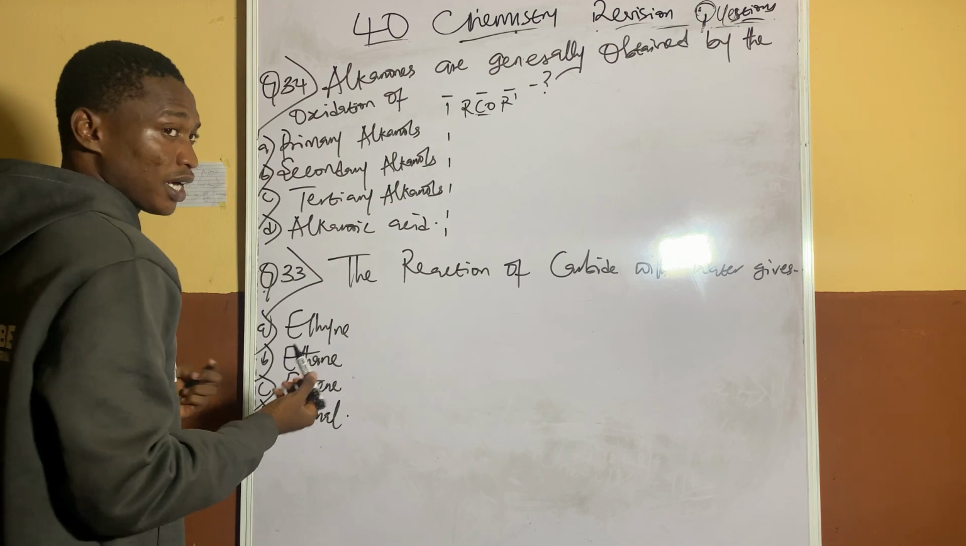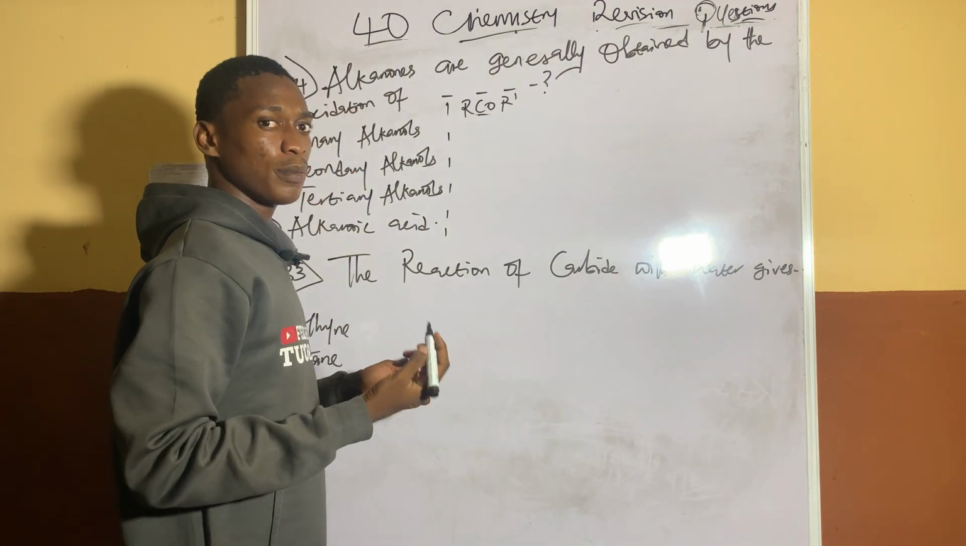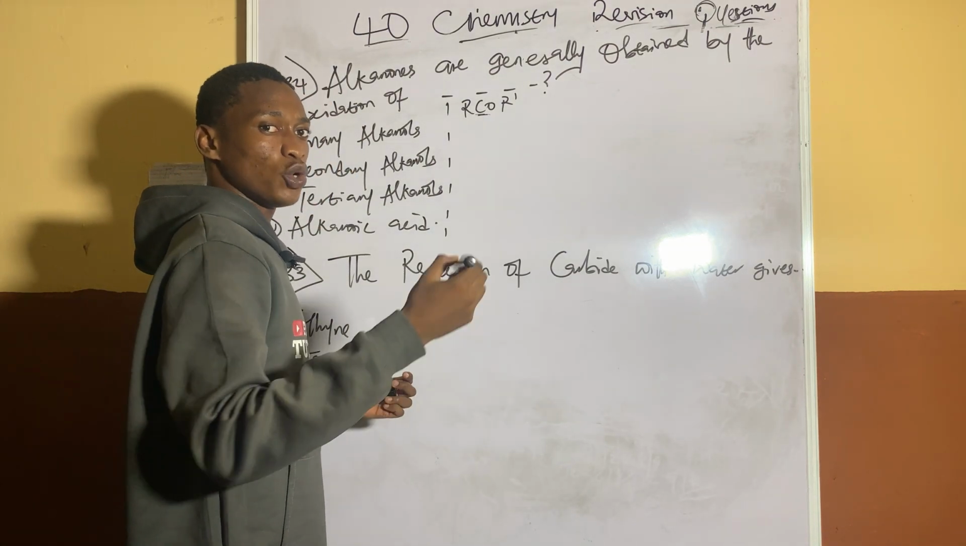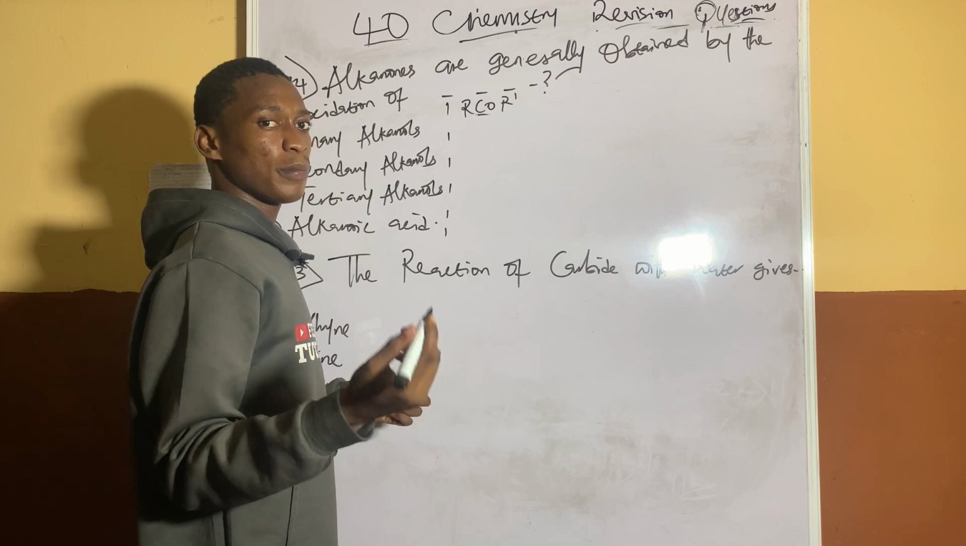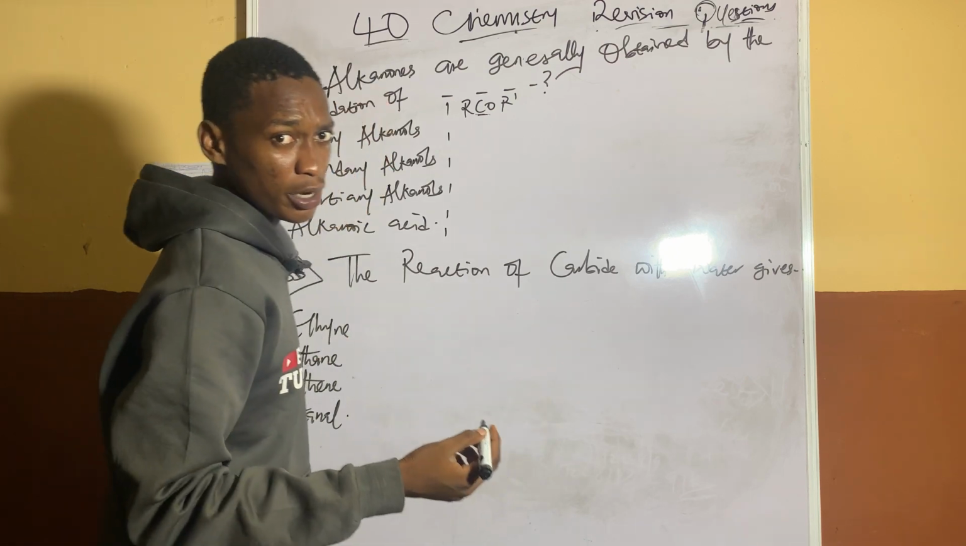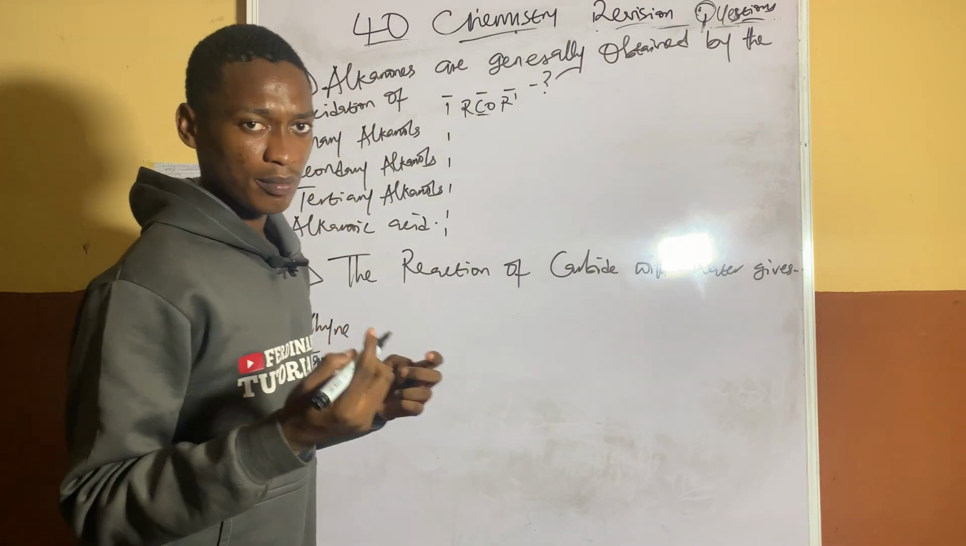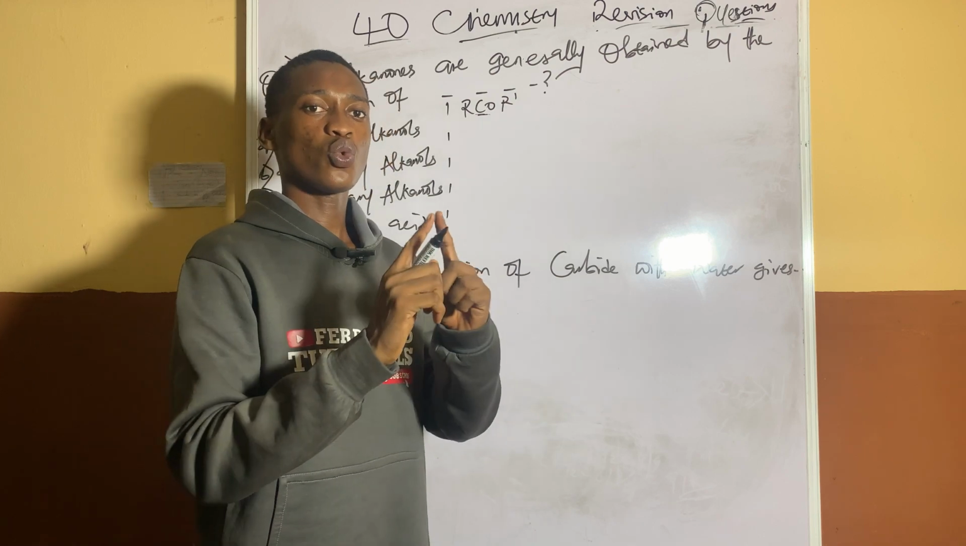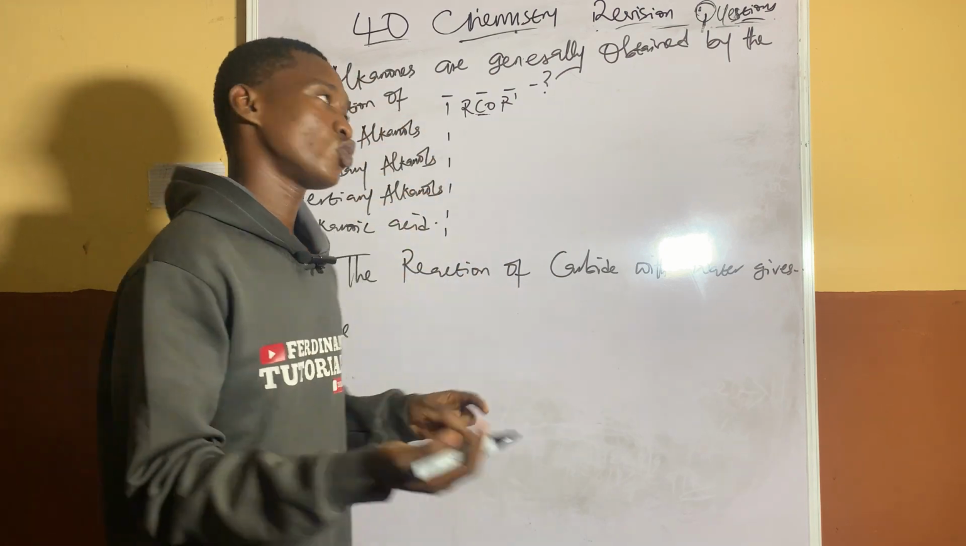Now, if we come to primary alcohols, what are primary alcohols? Primary alcohols have the OH functional group attached to a primary carbon atom. What is a primary carbon atom? A primary carbon atom is a carbon atom that is only attached to one other carbon atom and every other substituent.